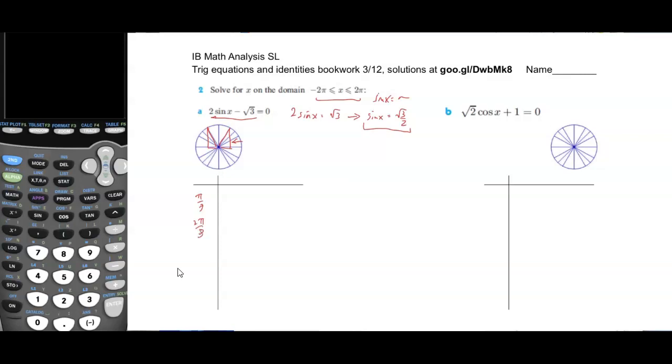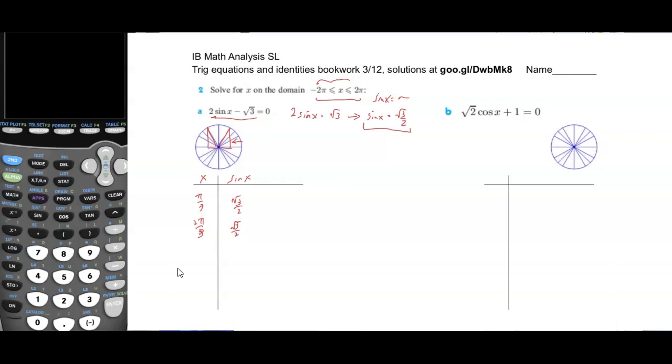Okay, and so those are two solutions for angle x's which have sine values of square root of 3 over 2. Now we want to know, are there other possibilities in the domain negative 2 pi to 2 pi? So we basically have memorized all the solutions between 0 and 2 pi. What we need to do is see if there are any solutions between negative 2 pi and 0.